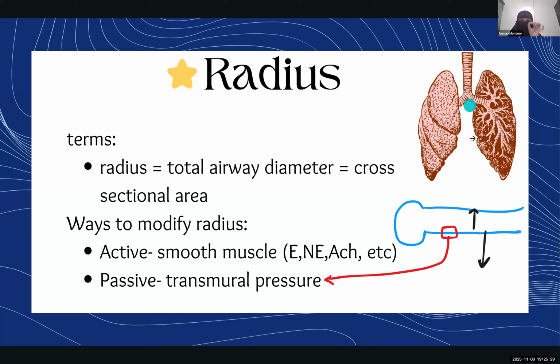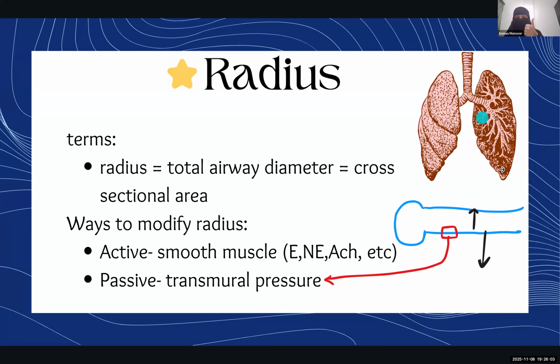However, we're not talking about the single radius. We're talking about the net radius or the total diameter. For example, if you have one bronchi that's 5 centimeters, the total airway diameter is going to be 5. All right. But if it divides into two segments of the bronchi, and this one segment is 2 centimeters and the other segment is 2 centimeters, then the total airway diameter is going to be 4. 2 plus 2. That's how we calculate the total area diameter, all right? Just to give you an overview. So this is what happens.